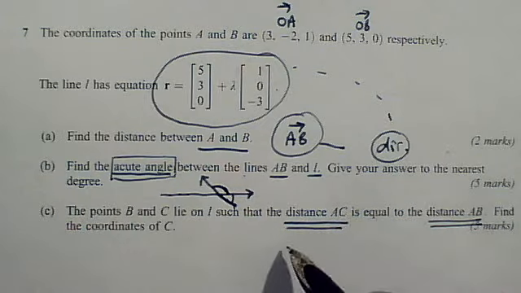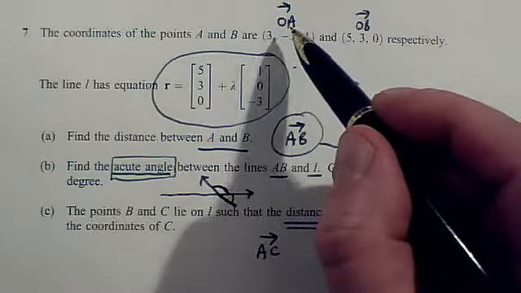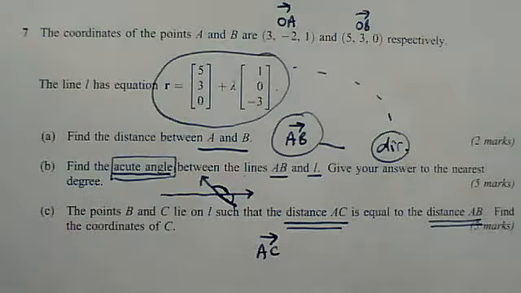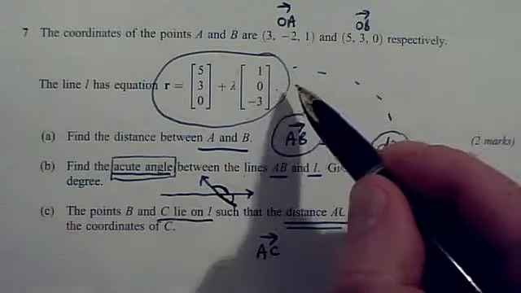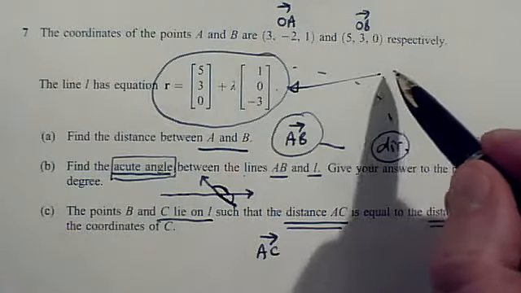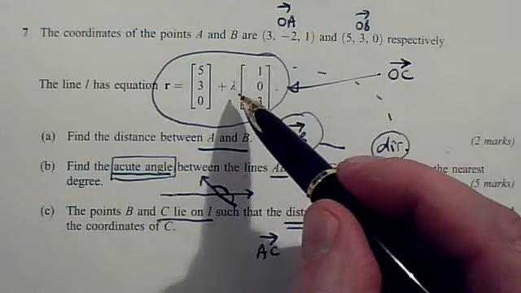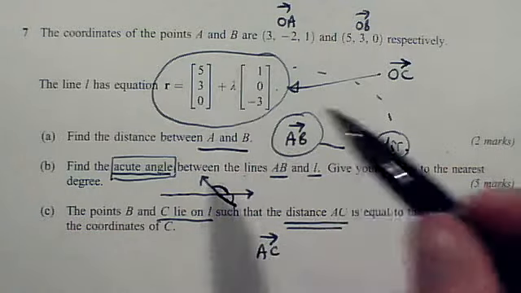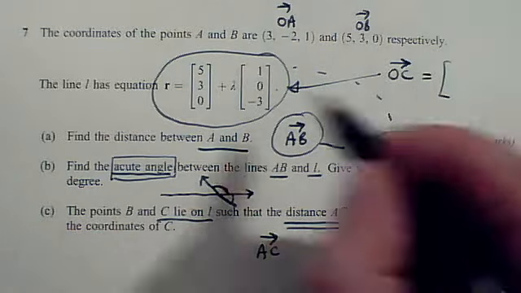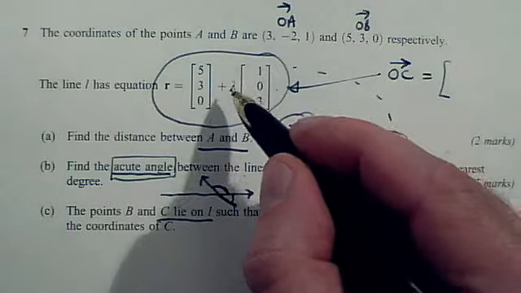The distance AC, we need to start with the vector from A to C, and we've got the vector from O to A, so we need the position vector of C, we need OC. But all we know about C is that C is on the line. So this thing here is our template for the vector OC. For a particular value of lambda, we can generate any point we like on the line, including C. So OC is just this thing here. You can leave the parameter as lambda, or you can call it little c, or whatever you like best.